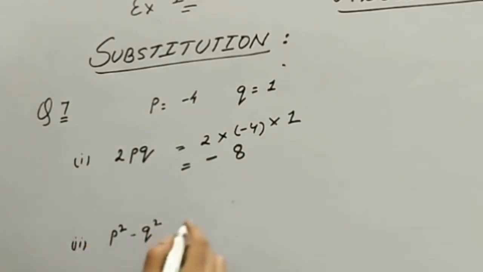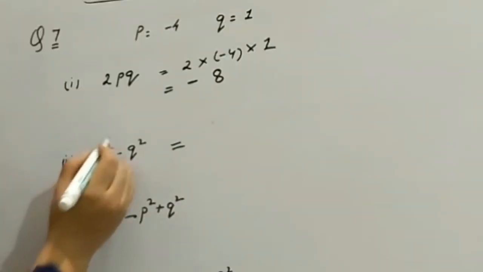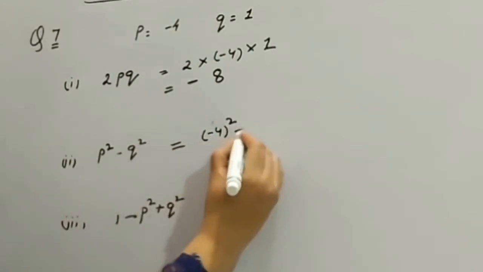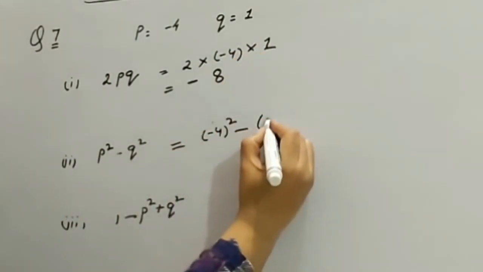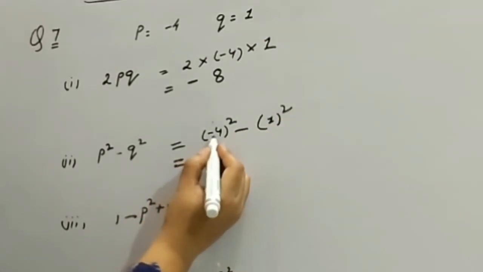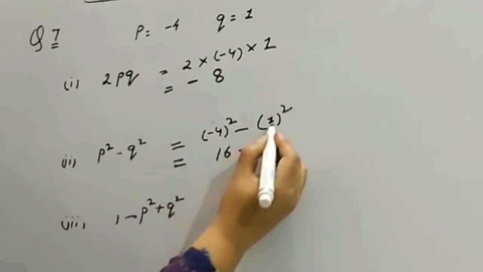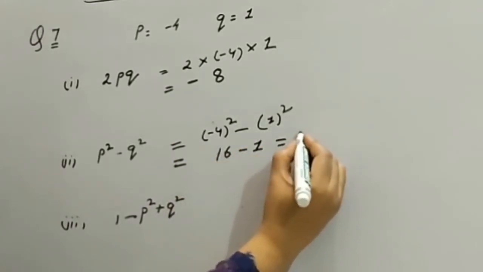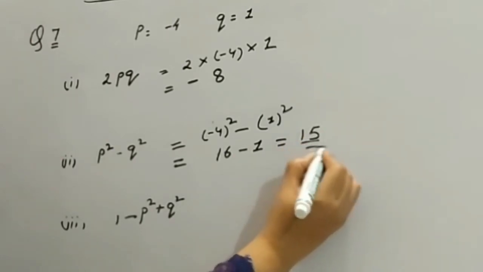p square minus q square. Substitute p square. p means minus 4 square minus q is 1 square. Solve. Minus 4 into minus 4 is 16. Minus 1 into 1 is 1. 16 minus 1. The value of this expression is 15.